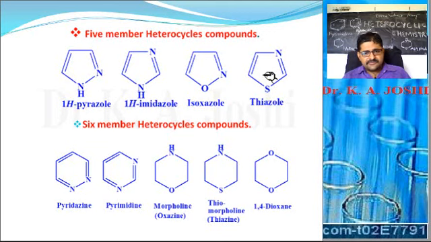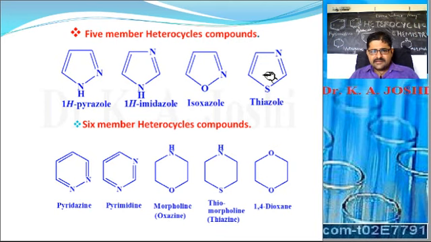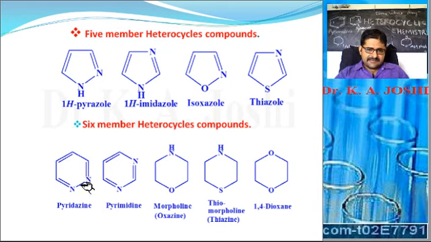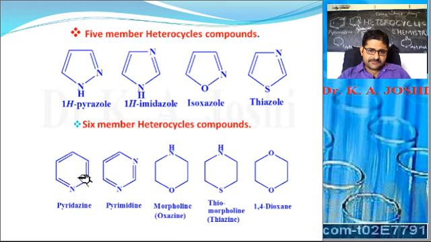Next, 6-member heterocyclic compounds: pyrimidine, pyridazine, morpholine, thiomorpholine. Morpholine is a specific name; the IUPAC name is oxazine. Thiomorpholine is also a specific name; the IUPAC name is thiazine. And there is 1,4-dioxane. Friends, pyridazine has nitrogens at the 1 and 2 adjacent positions. Nitrogens at the 1 and 3 positions in the heterocycle are known as pyrimidine. Morpholine and thiomorpholine, all know very well.